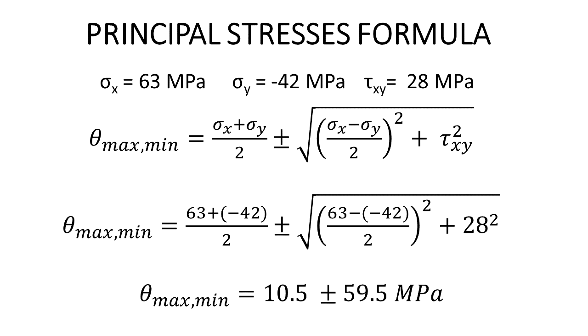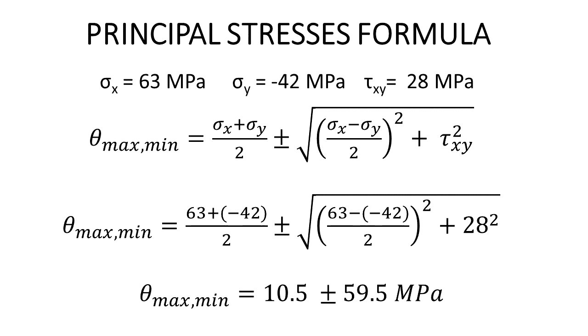By substituting the given variables into the formula for the principal stress, we get 63 plus negative 42 over 2, plus or minus the square root of (63 minus negative 42 over 2) squared, plus 28 squared. After simplifying this equation for the maximum and the minimum, we get the final answer, which is 10.5 plus or minus 59.5 megapascals.